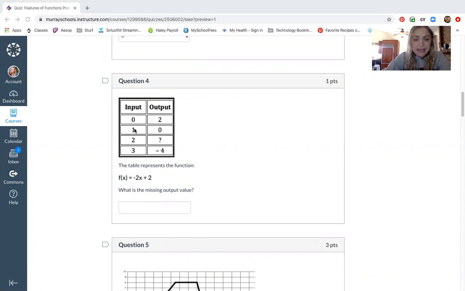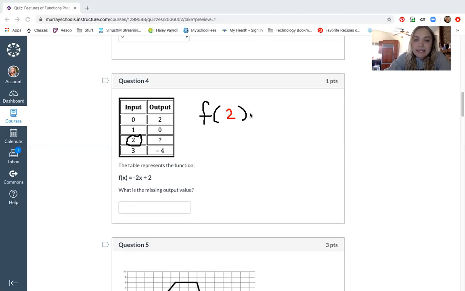So on the input side, I've got every single number, but on the output side, I'm missing this one right here. So I'm going to use this formula. I know from what we said before that it's going to be f of the input equals the output. So I am going to be saying f, but I actually have to find the output. That means I need to figure out what the input was across from this. So the input here was 2. So that means I'm doing f of 2.